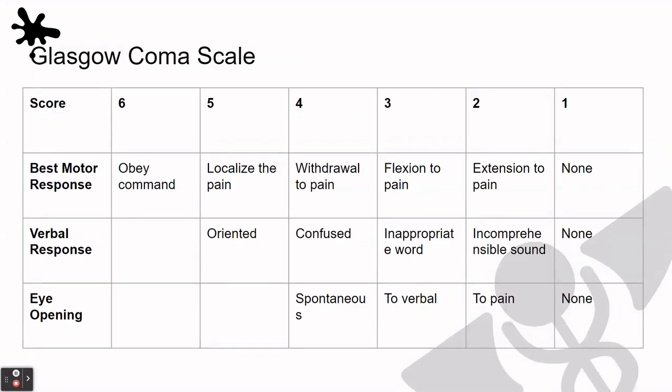To review the Glasgow Coma scale, I don't know why I have a hard time remembering this, but it is what it is. Best motor response, do they obey, localized pain, withdrawal, flexion, extension, or none? Verbal response, they're oriented, confused, inappropriate words, or incomprehensible sounds, or none. Eye opening, spontaneous, to verbal, to pain, none. Anything less than 8, theoretically, you would intubate. Don't follow that as an exact rule because there's a lot of reasons to be less than 8, and that doesn't necessarily mean that you're going to lose your airway. But it's an easy thing to argue, right?